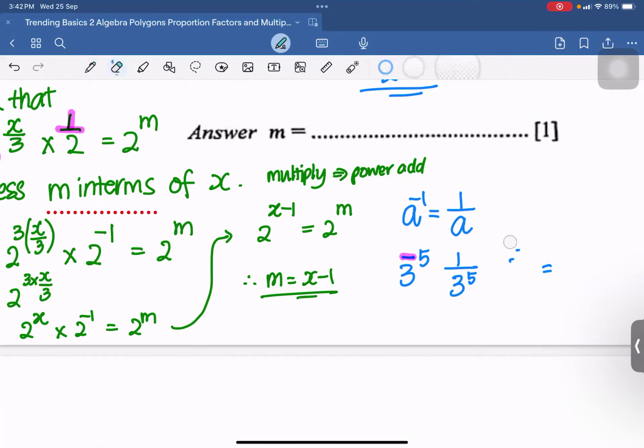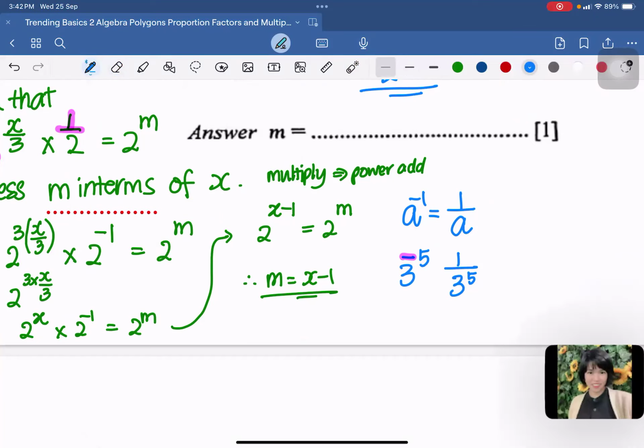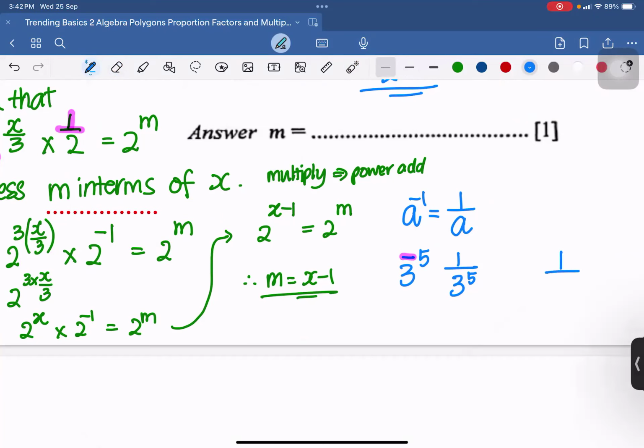If I work backwards, if I give you 1 over 5 to the power of 8 and I work backwards into index form, it will become 5 to the power of negative 8, because the 1 over means the negative power. So you need to learn how to flip back.